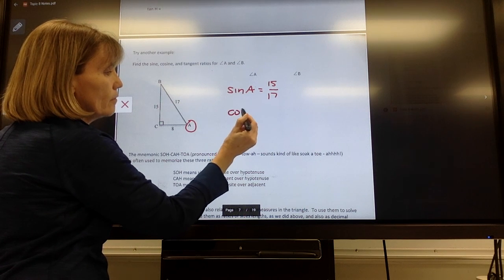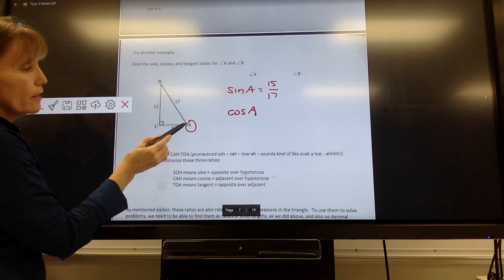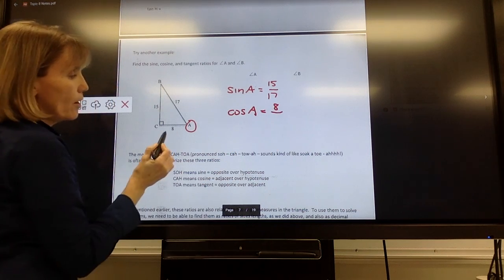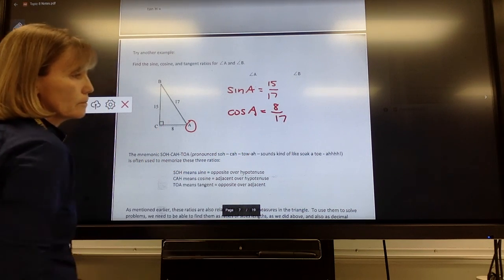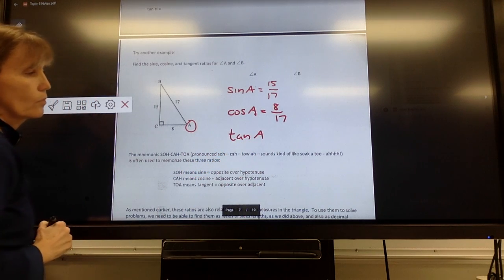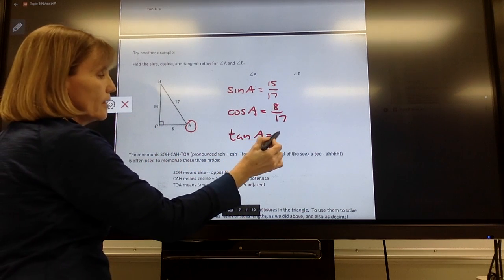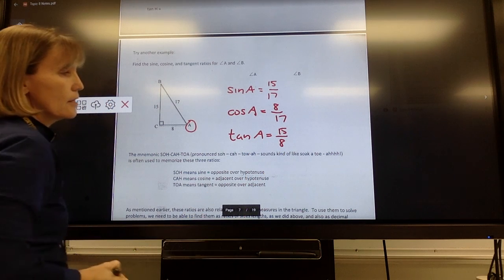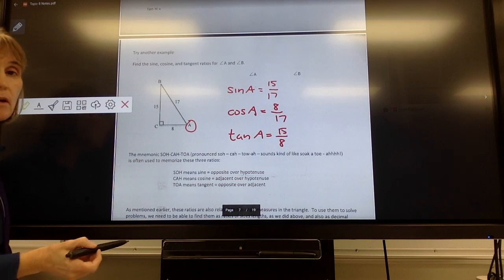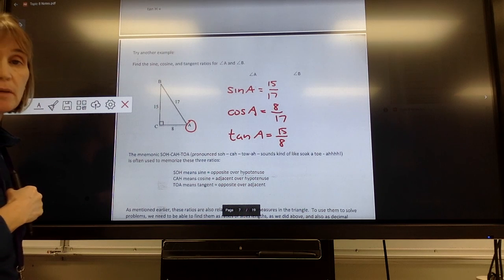The cosine of A, I'm going to stick with that same angle. The cosine is the adjacent leg, that would be the 8, divided by the hypotenuse. The hypotenuse of the triangle is still 17. And the tangent of A. Tangent is opposite side over adjacent side. So the opposite leg is 15, the adjacent leg is 8, and we would just leave that as 15 over 8. Now pause the video. I want you to go through and find the sine of B, cosine of B, and the tangent of B.